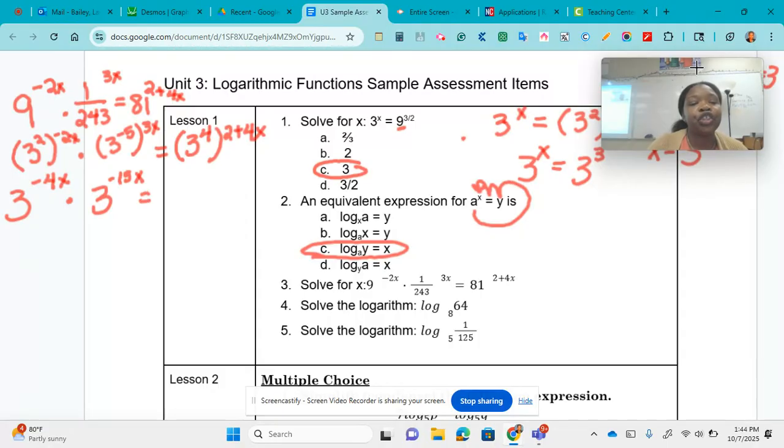equals, we have to distribute the 4, so 4 times 2 is 8, and 4 times 4x is 16x. So that would be 3 to the 8 plus 16x. Now that we have the same bases, what do we do with the exponents? If it is multiplying, we're adding. Negative 4x and negative 15x makes what?